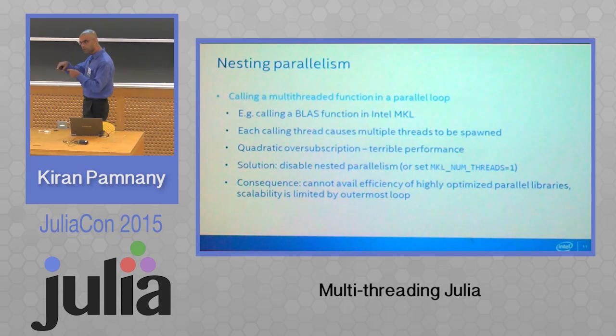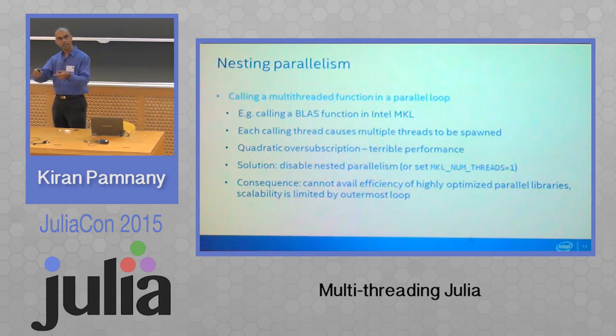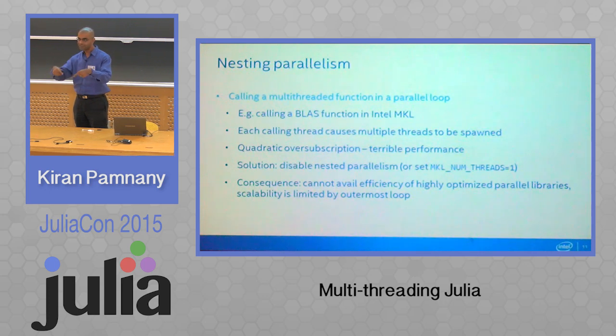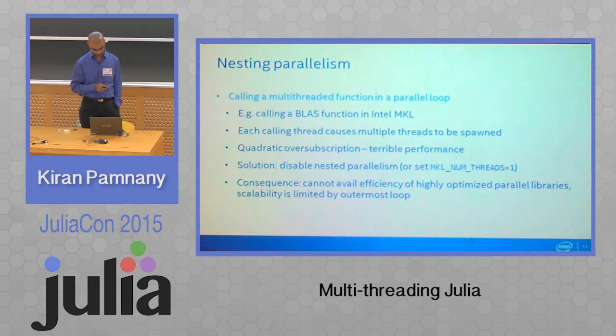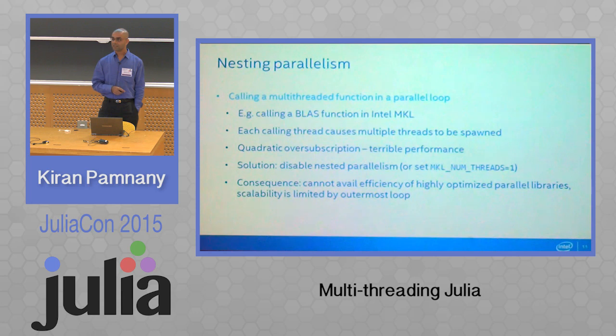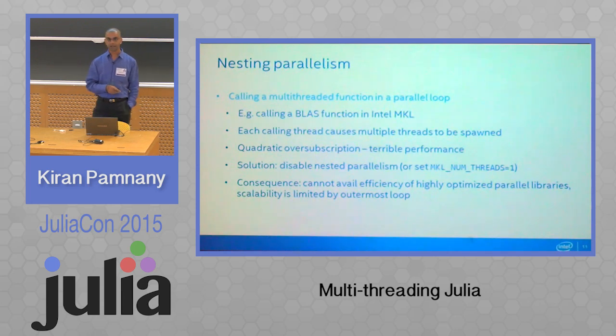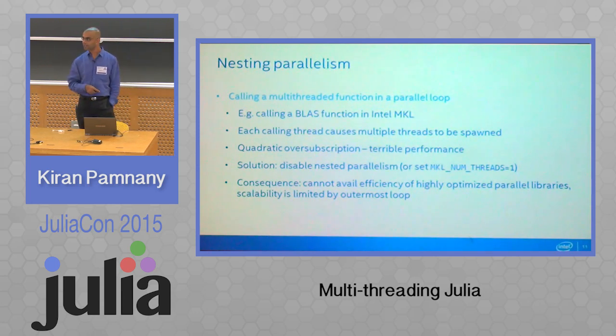So if each of those threads calls into a library and each of those spawns a whole bunch of other threads, then you get quadratic oversubscription right away, and your performance is really terrible. How do you fix this? You fix this essentially by turning off threading in the library. So all that effort that a whole bunch of people have put in to make those libraries performant and scale nicely, you're essentially turning all that off. So that's essentially what this is saying: your scalability is limited to your outermost loop.